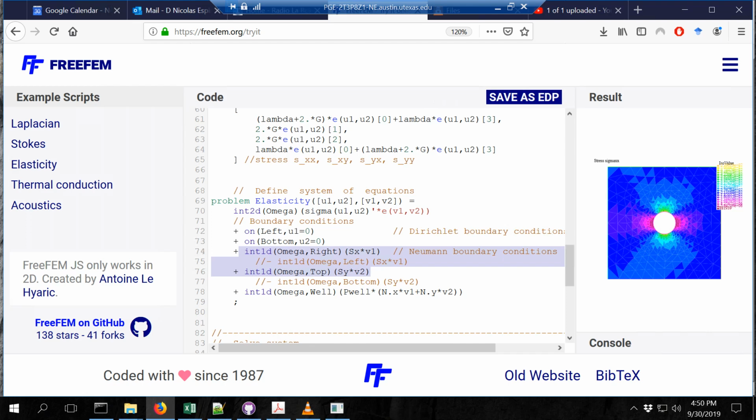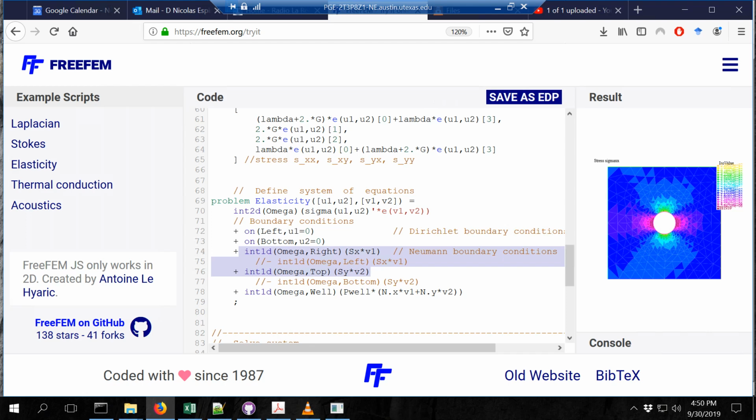It's like in the problems of flow. In problems of flow, sometimes you tell the solution what is the value of pressure or what is the value of velocity or flow rate. But you cannot tell both. You cannot set both. You choose either displacement or stress. And in this case, now we have stress.